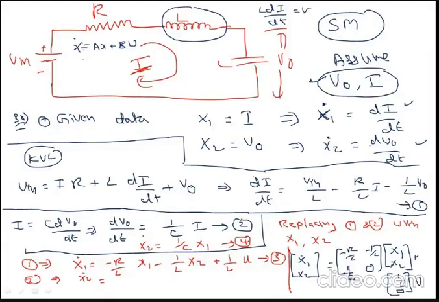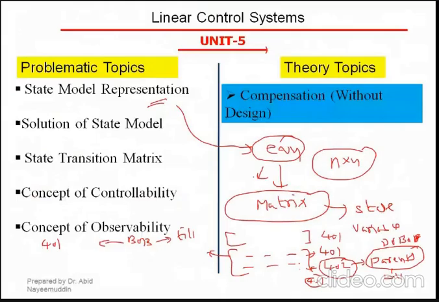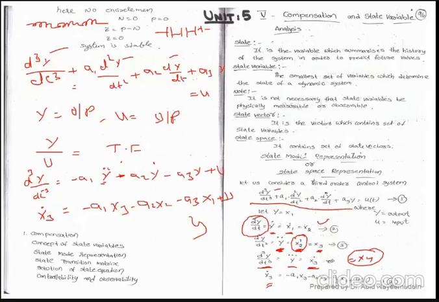So the overall conclusion of today's class is, in this particular class I just gave you a brief idea of what happened in the previous classes. Okay, now after that initial 10 minutes I just explained what happened in the previous classes, that is about your compensation, and also the state model representation, the theory concept. After that I directly jumped to your first problem.